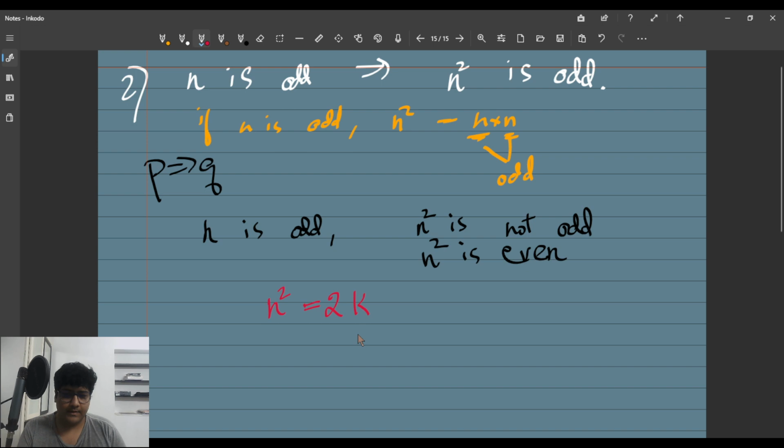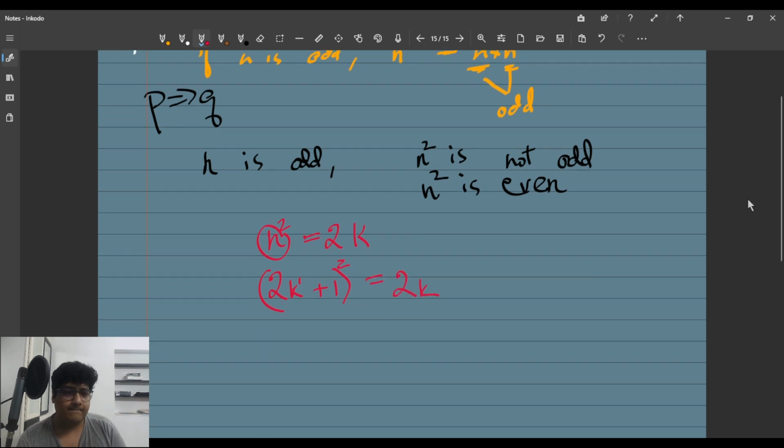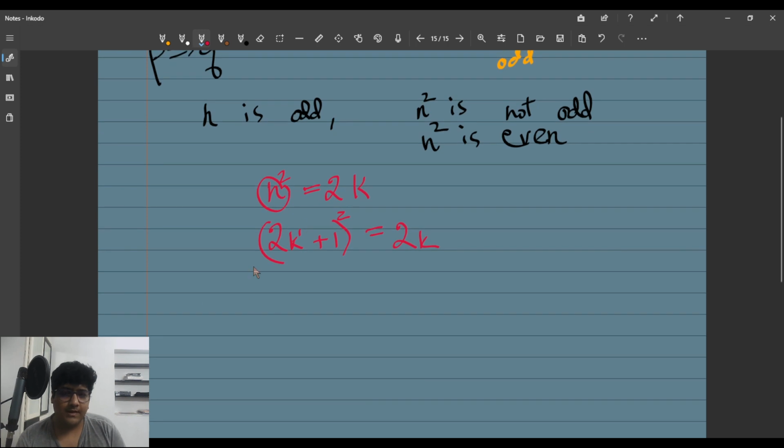2k, and n is odd means n is actually written in the form of 2k dash plus 1, because this is an odd number. So 2k dash plus 1 whole square is written in the form 2k. Is it possible? Let us see.